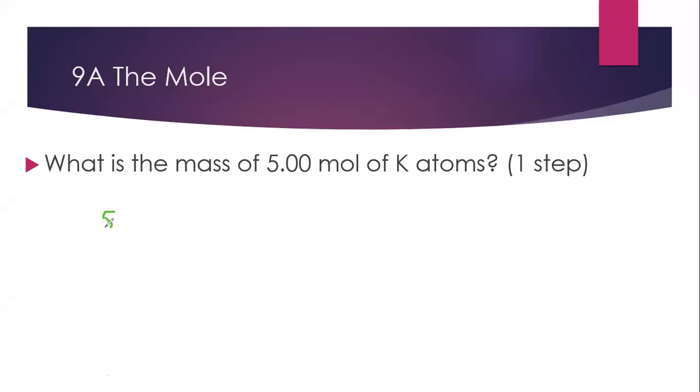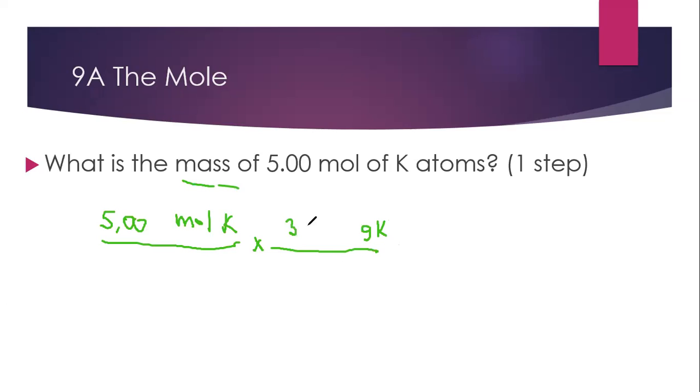So 5.00 moles of potassium, and we're trying to find mass. Okay, so we've got given moles of potassium. Now we have grams of potassium, and we said potassium had 39.10 grams, 39.10 grams from the periodic table.